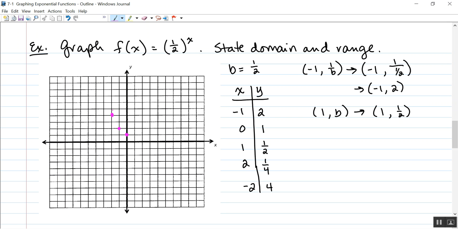There you go. 1, 1/2, 2, 1/4. Okay, don't get too worried about that. Just know that the curve is going to go like that and never touch the x-axis. And in this direction, it's going to go up exponentially fast. And again, my domain is going to be all real numbers. And because this never goes below the y-axis, my range is y is greater than 0.